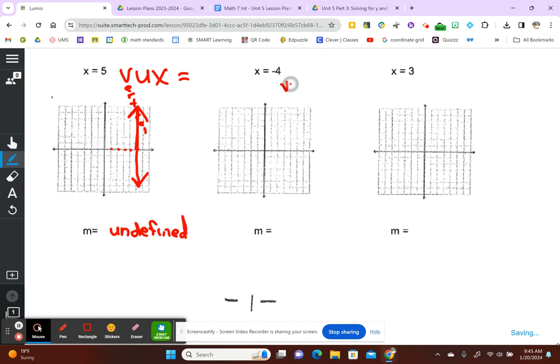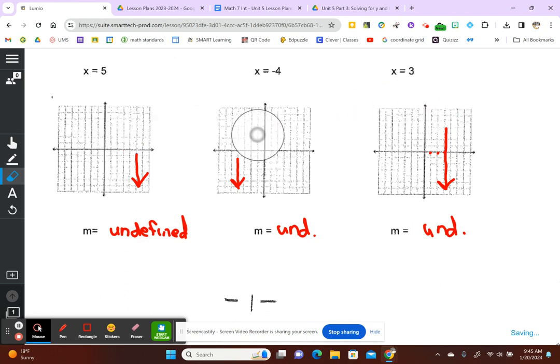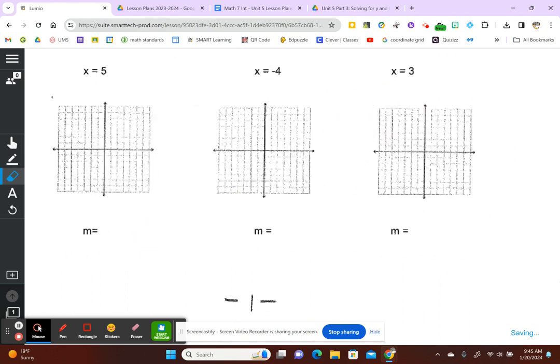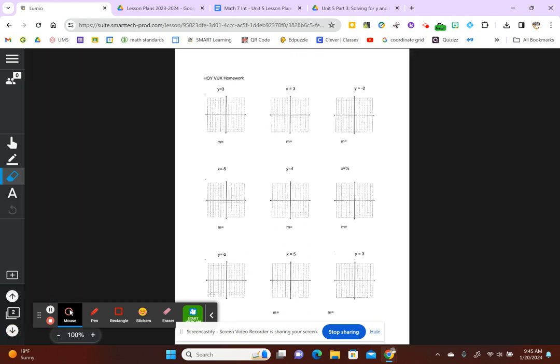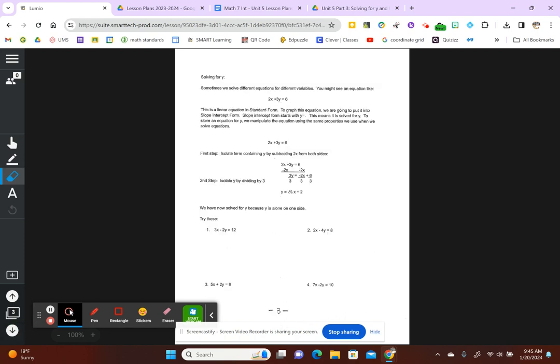So for x equals -4, I know that's a Vux. I go 1, 2, 3, 4, draw a vertical line, and I know that's an undefined slope. X equals 3, I go 1, 2, 3, draw a vertical line, and I know my slope is undefined. So again, when you see an equation that's just y equals a constant or x equals a constant, you know those are special cases and you think of the words Hoy and Vux. This next page you're going to be doing for homework, just practicing that.